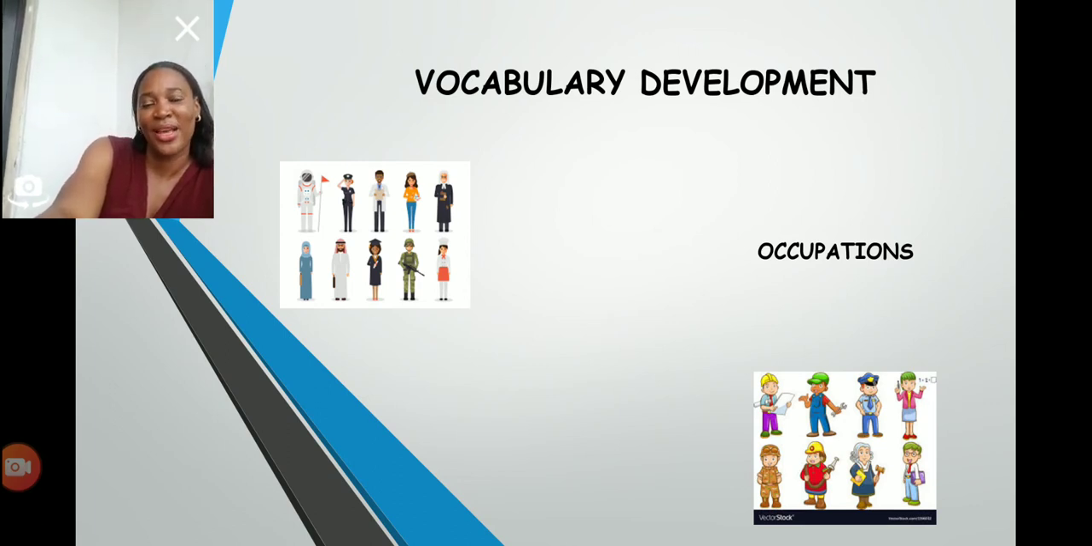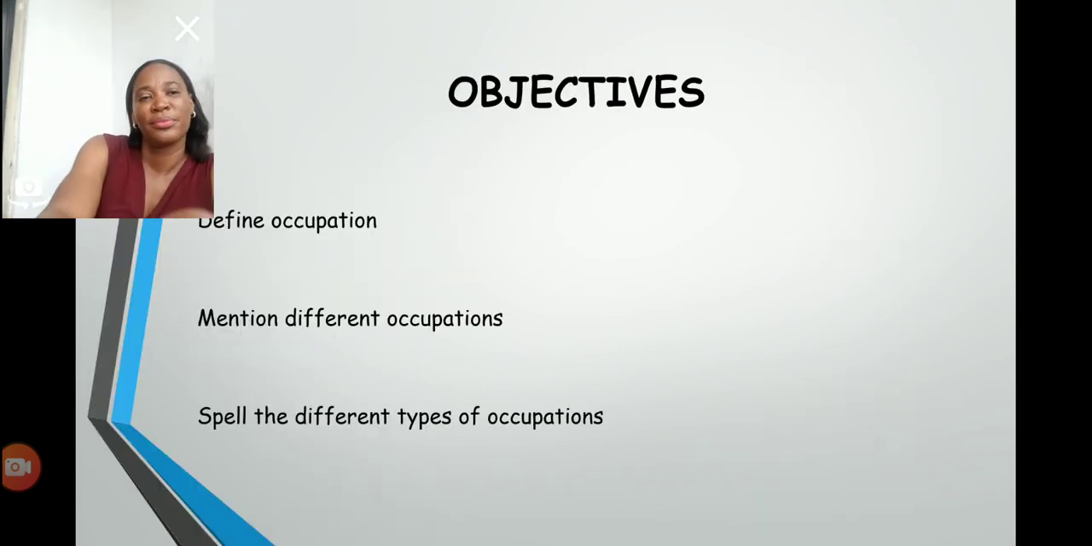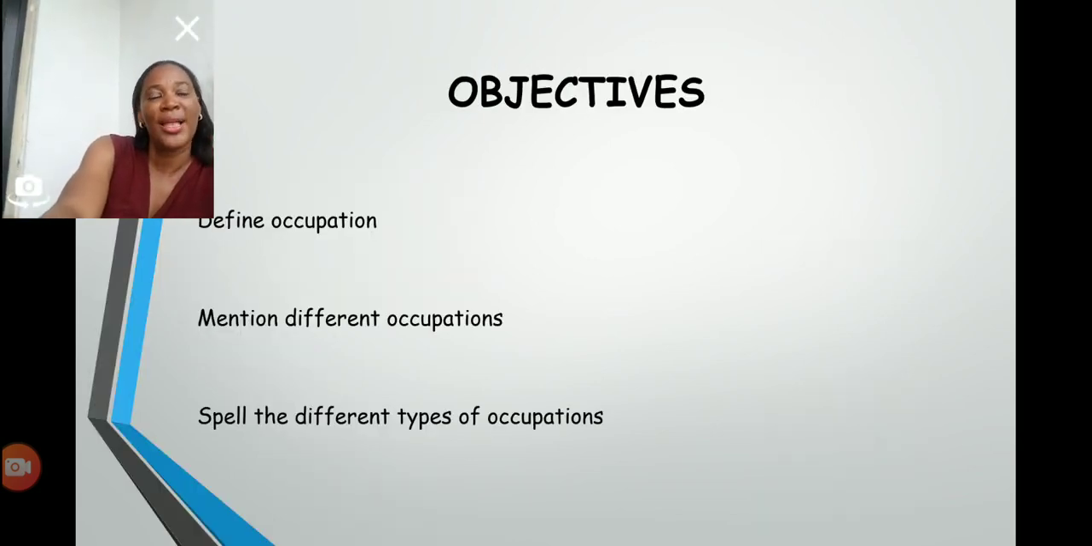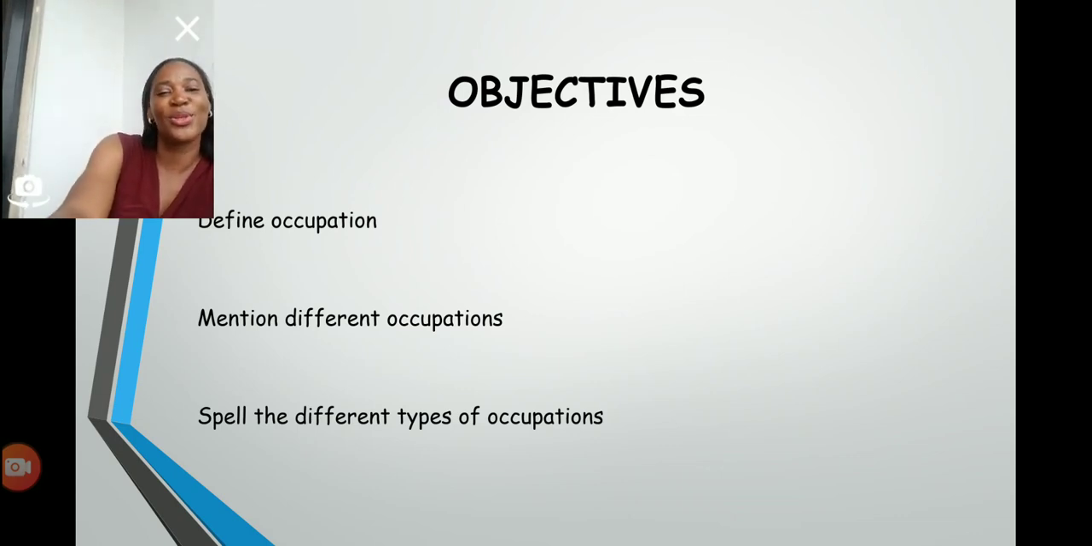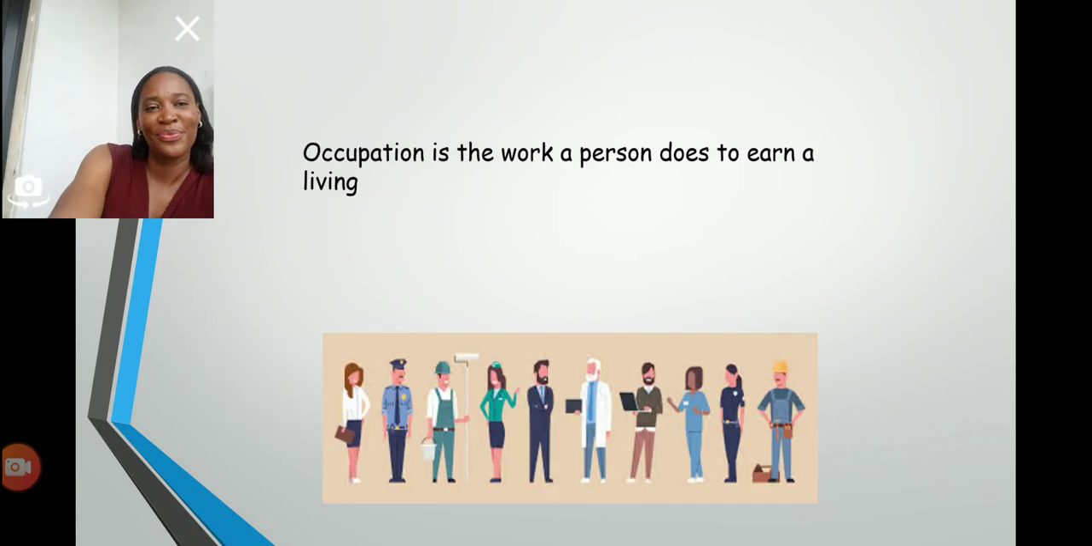And this morning's English class, we are going to be looking at vocabulary development, and we are going to be looking at some occupations. At the end of this class, you should be able to define occupation. You should be able to mention different types of occupations. You should be able to spell the different types of occupations that we are going to look at today.